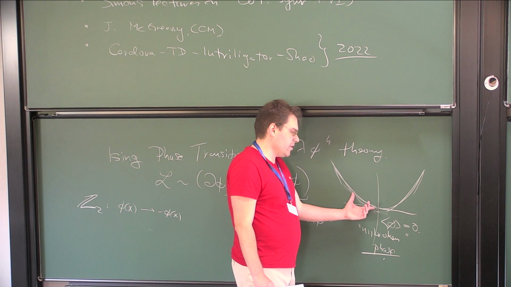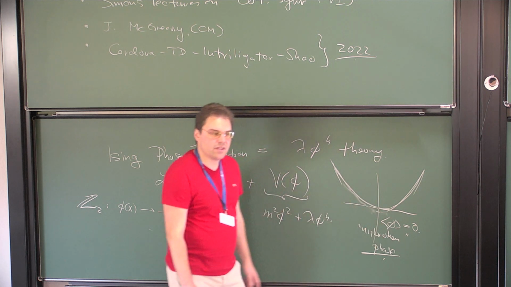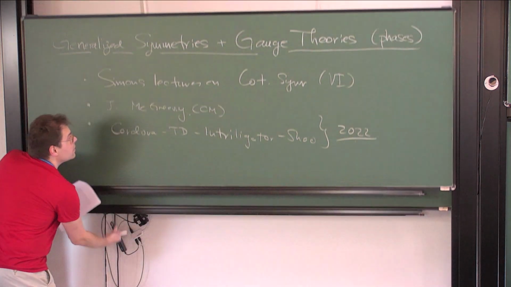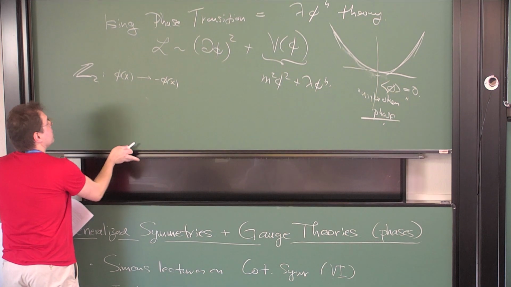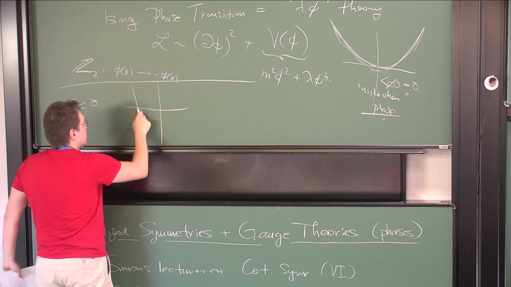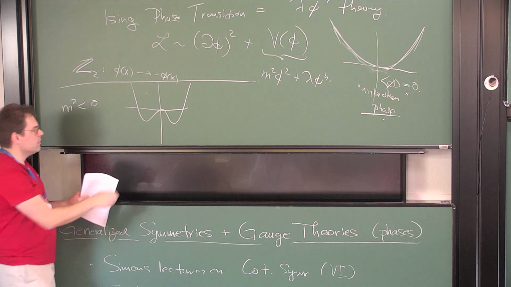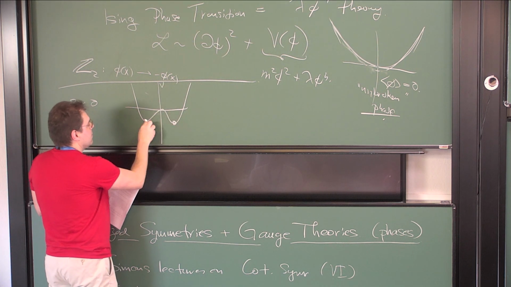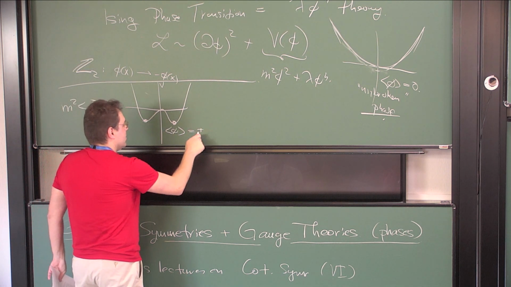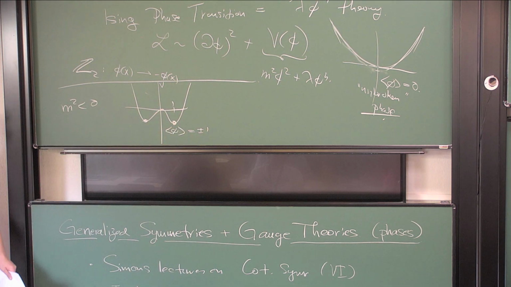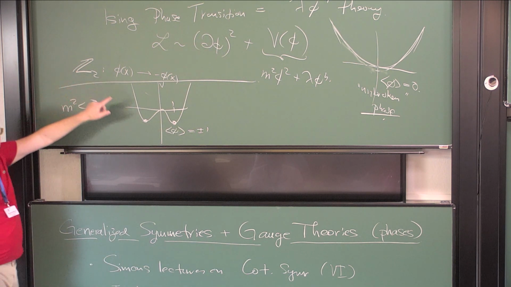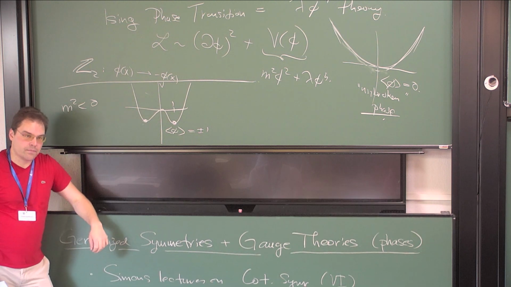And then you can consider the situation where the mass has the opposite sign, where the mass is negative. When the mass is negative, the potential looks like this. And now, the lowest energy states are not at phi equals 0. Famously, you have two vacua, at plus and minus 1, depending on how we normalize our fields. And these two vacua are exchanged by the Z2 symmetry, but neither of them is invariant under this symmetry.